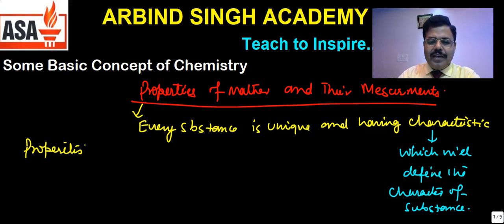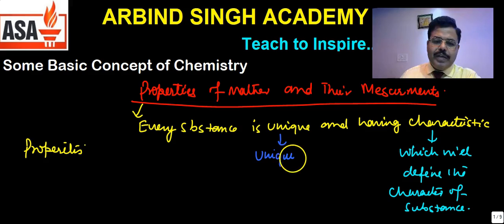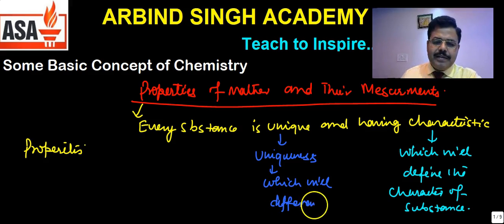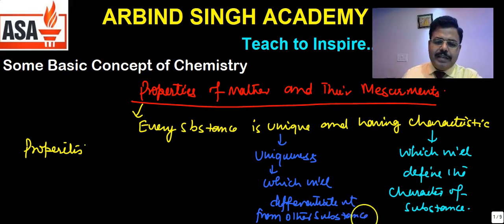एक दूसरे से अलग होने का मतलब यही है कि सब्सटेंस का जो कैरेक्टर है वो एक दूसरे से अलग है, तभी वो अलग सब्सटेंस है. अगर सेम कैरेक्टर हो तो फिर अलग सब्सटेंस कैसे होगा? तो एवरी सब्सटेंस हैज यूनिकनेस. Every substance is unique, and because of uniqueness it can be differentiated from other substances. Uniqueness differentiates it from other substances, right? तभी ये यूनिक होता है.